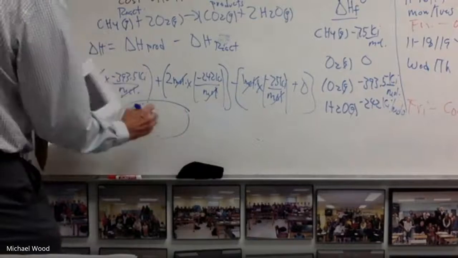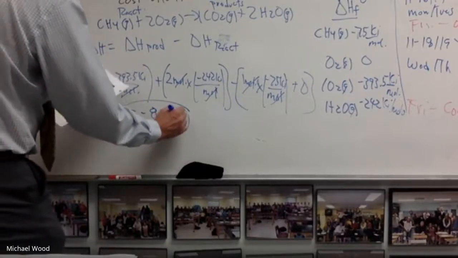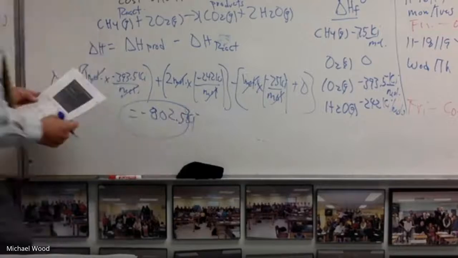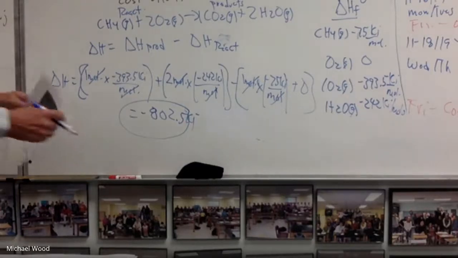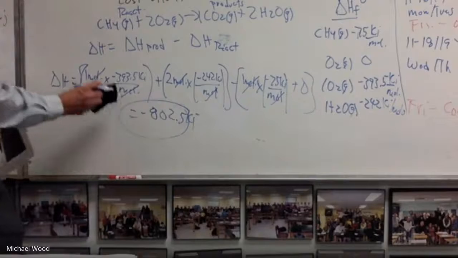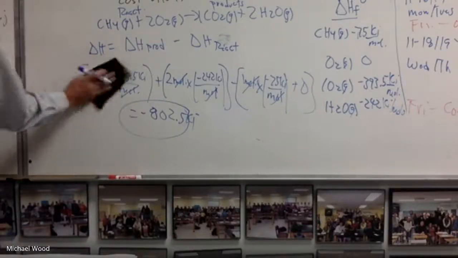Please, hopefully you followed along. The answer here was negative 802.5 kilojoules. The sign's important. So note that the answer to the methane one, CH4, was negative 802.5. Note that that was an error. Okay, so now this was the next problem.